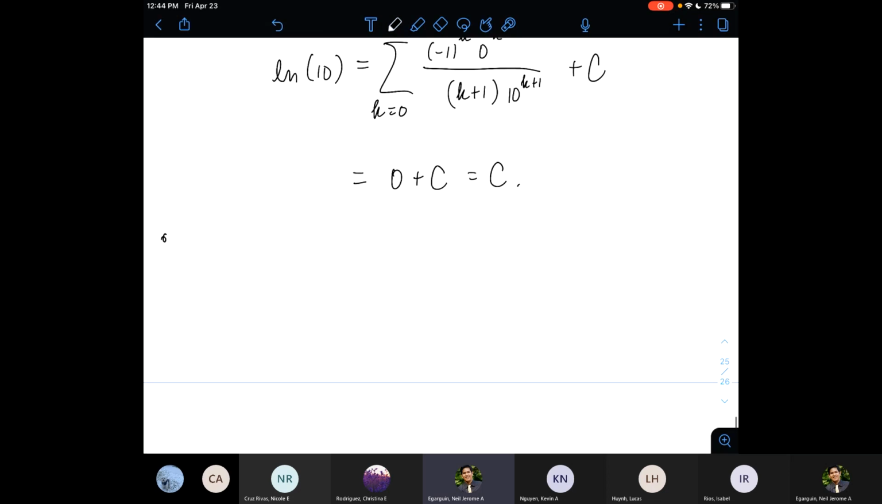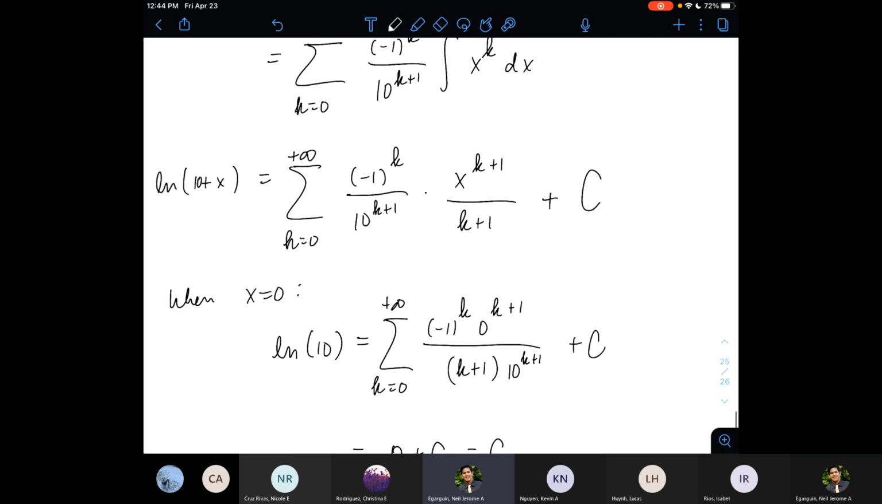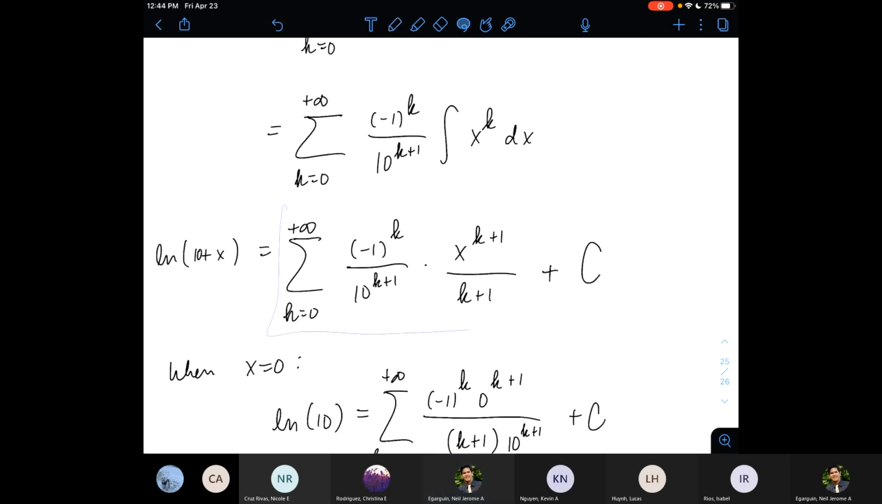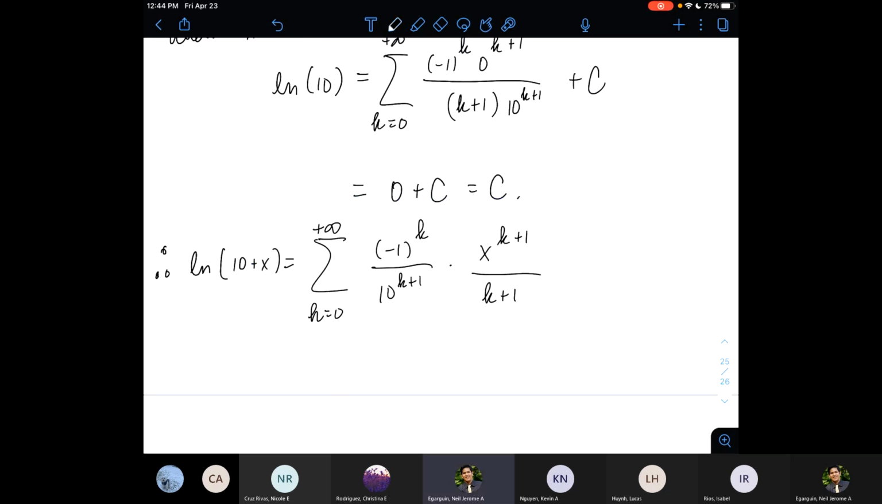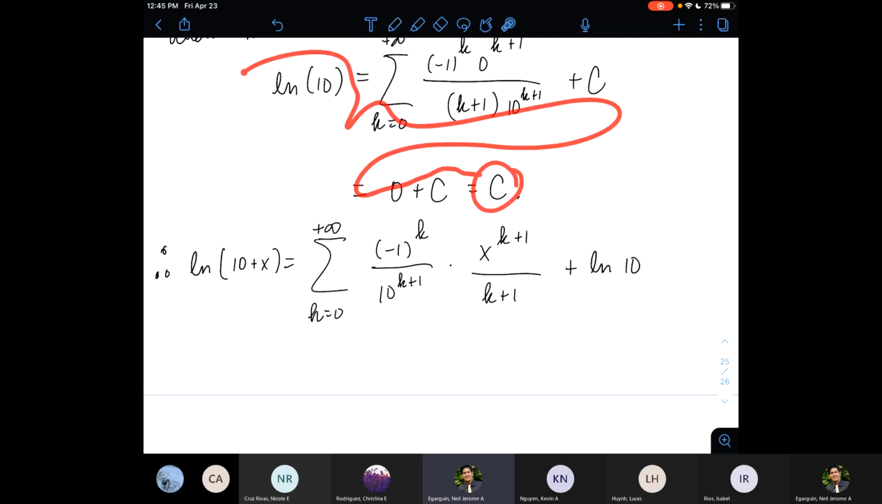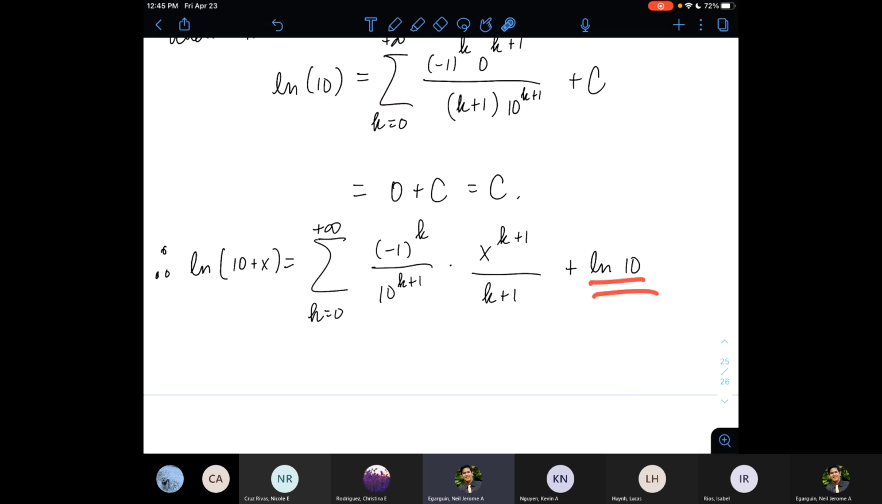So that finishes up our solution, telling us that ln of 10 plus x is equal to the series plus c, and c happens to be ln of 10, right? Because here c is equal to ln 10. So that's why I got that value of c.